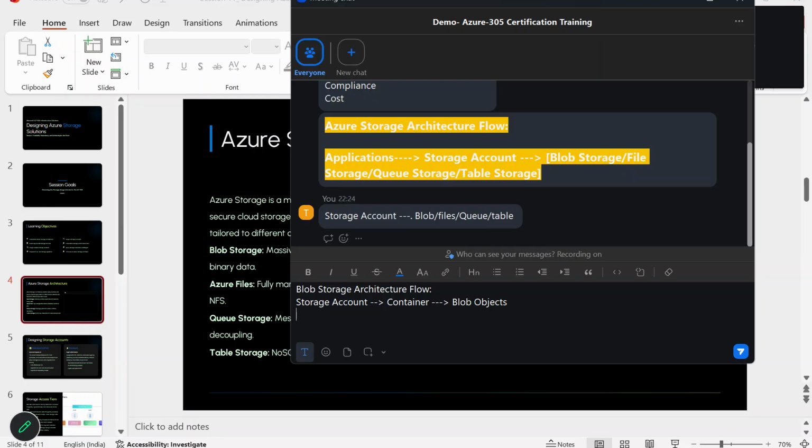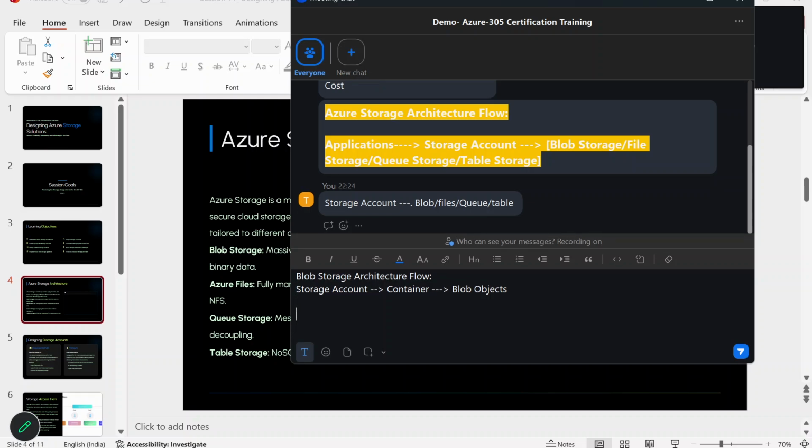And what are the types of blob storage? Block blob is most common, used for documents, images, video, backups. Append blob is optimized for log files. Page blob is used by Azure managed disks. Okay, now what is the Azure Files overview?